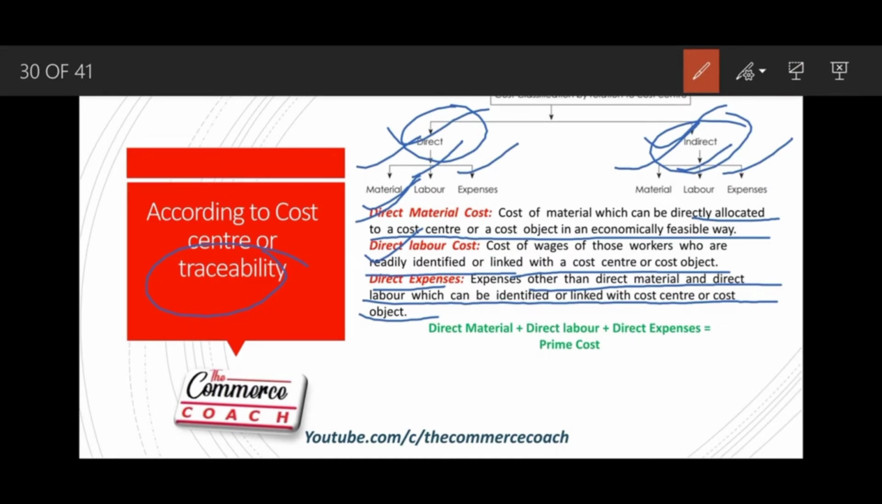And if we add these three things, direct material, direct labor and direct expense, it becomes prime cost. You will have to learn this formula: if we add direct material, direct labor and direct expense, we will get prime cost as a result.